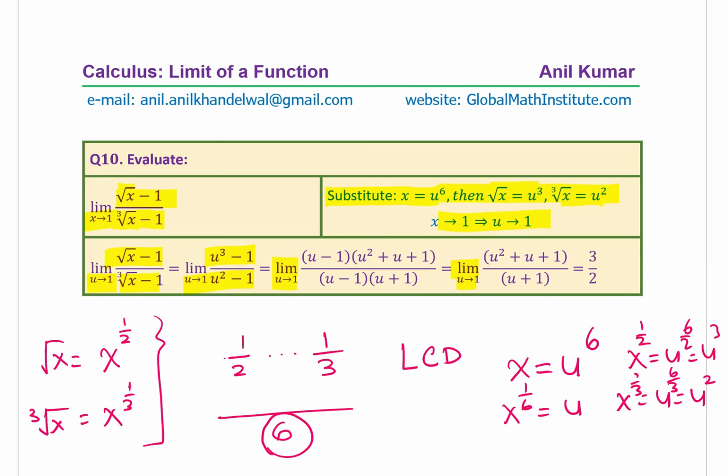Now, once you write it in terms of u, we have a cubic difference and then we have a quadratic difference of squares in the denominator. Now, this could be factored with the known formulas which we have already come across. And as you can see here, you could actually simplify since u minus 1 is a common factor. Once you take care of this particular factor, you can substitute the value of u as 1 in the simplified expression and get the answer, which is 3 over 2.